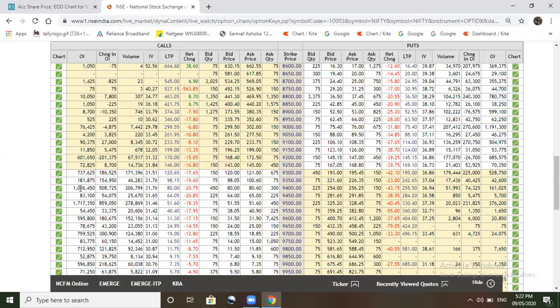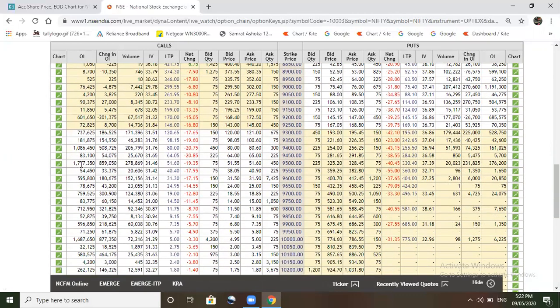10,86,450 as the immediate highest. So 9,400 is the immediate resistance for the Nifty. And that's why yesterday from this 9,375 level, the Nifty went down. So we got the immediate resistance. Then the next resistance will be 17,350 at the 9,500 strike, where the open interest is highest.